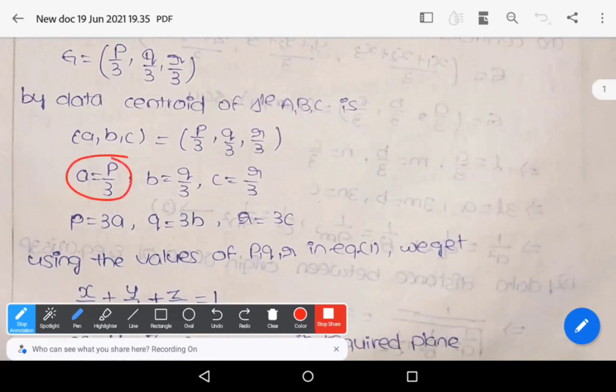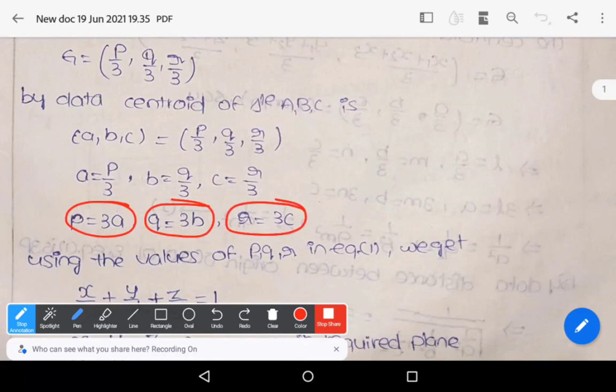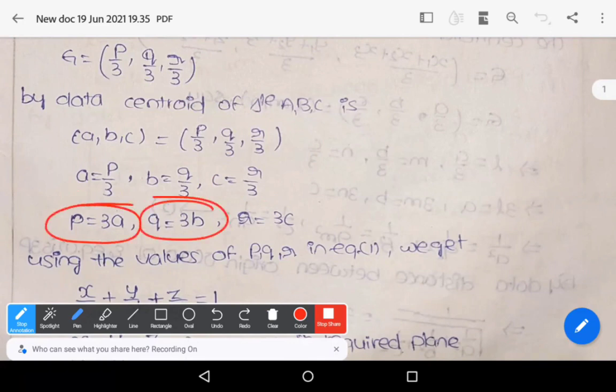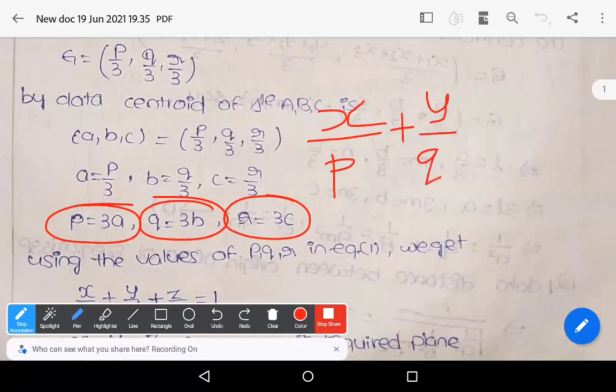Now equating the corresponding terms, a = p/3, b = q/3, c = r/3. So we get p = 3a, q = 3b, r = 3c. What is equation 1? x/p + y/q + z/r = 1.